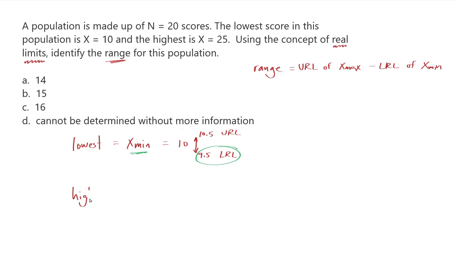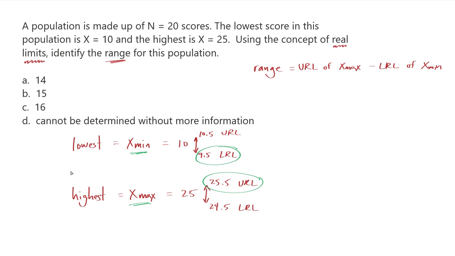So our highest number, which they gave to us as 25, is going to be represented as my maximum x. It also has a range. In the same way, we go down a half step, 0.5 below 25, or 25 minus 0.5, is 24.5. That's my lower real limit. And a half step above, 25.5, is my upper real limit. And so this is the one that we're looking for. We needed the upper real limit of the maximum.